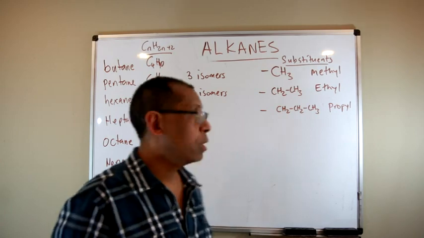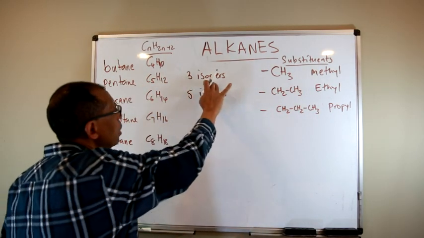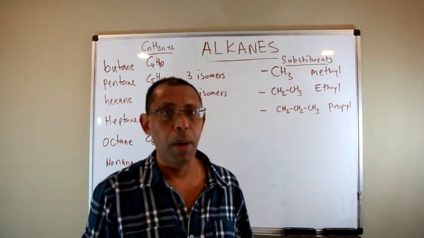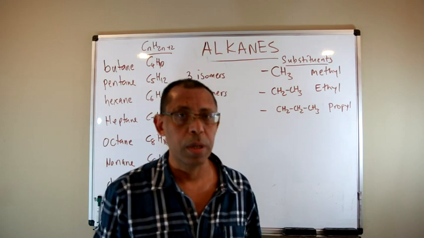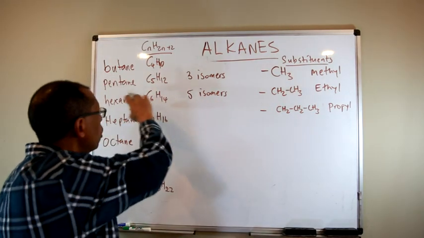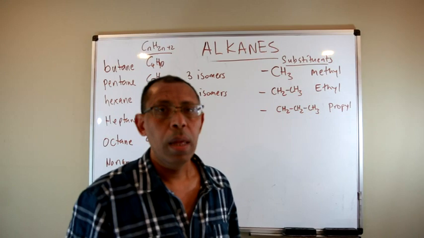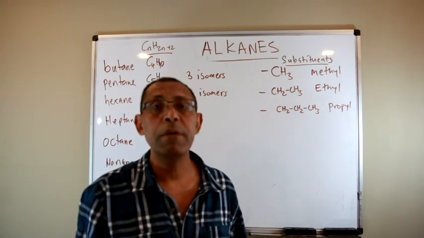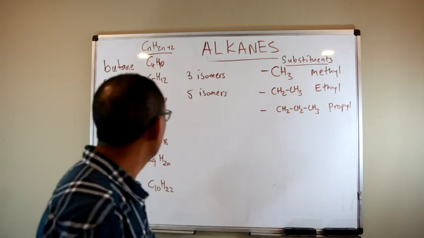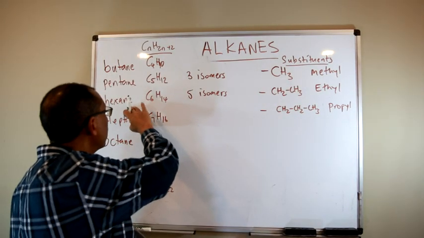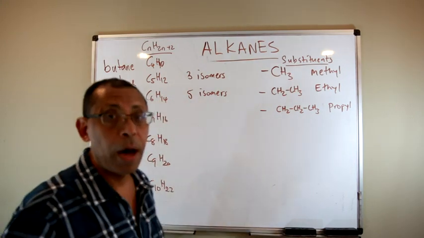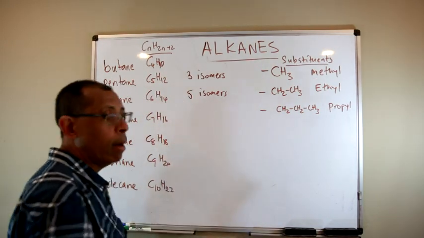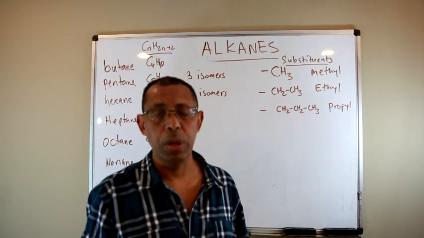As we have already discussed before, pentane, C5H12, has 3 constitutional isomers. That means they are not the same molecules; they are different physically and chemically. And as you go along, hexane, for example, could have 5 different isomers, and heptane could have up to 7 constitutional isomers.